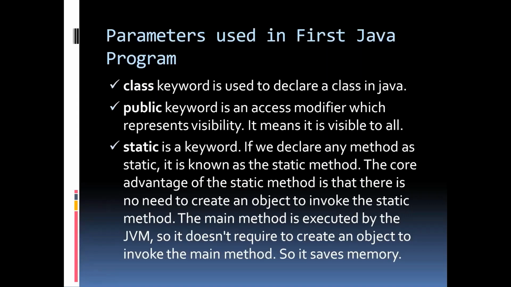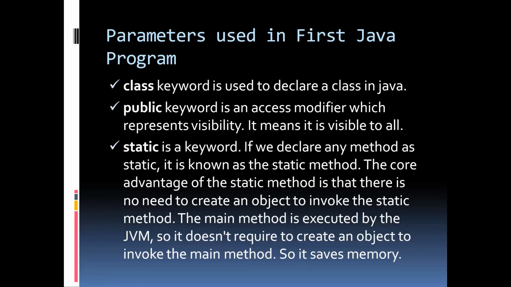Coming to public, it is an access modifier, which we should use before the main method so that the JVM can identify the execution point of the program. If we use private, protected or default before the main method, it will not be visible to the Java virtual machine.